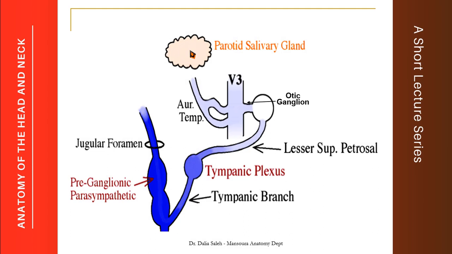This picture summarizes the parasympathetic innervation of the parotid gland. First, we have the glossopharyngeal nerve, which comes out of the skull through the jugular foramen. It gives a tympanic branch and then tympanic plexus, and from the tympanic plexus the lesser superficial petrosal nerve will come out. The lesser superficial petrosal nerve will reach the otic ganglion, which is a parasympathetic ganglion attached to the mandibular nerve, and relay there. From the otic ganglion, the postganglionic fibers come out, join the auriculotemporal nerve, and reach the parotid gland to supply secretomotor fibers to it.